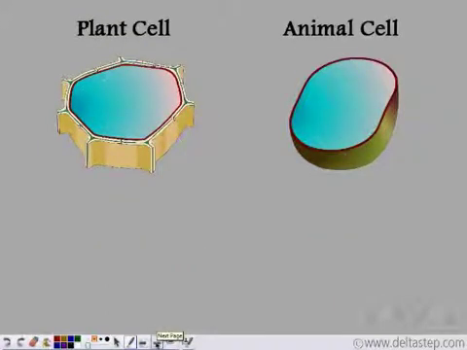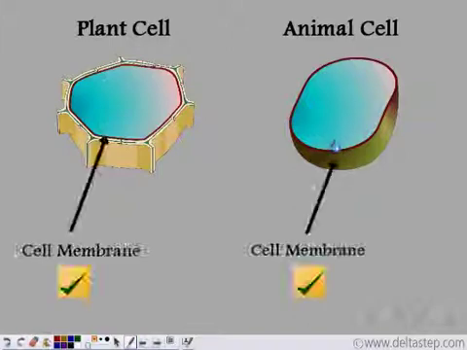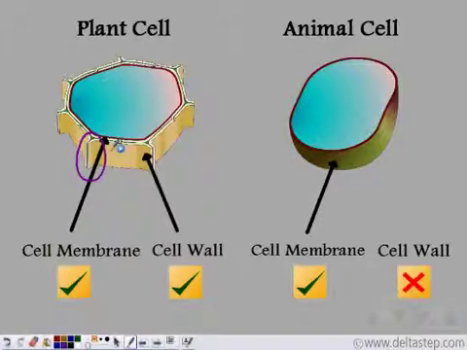This is a plant cell and this is an animal cell. Now, can you point out the structure that is common between the animal cell and the plant cell? Yes, this structure that you can see is common between both the plant cell and an animal cell. And this structure is the cell membrane. Now, if you notice, this part is exclusive only to the plant cell. So, plant cell contains a cell wall, but an animal cell lacks a cell wall.